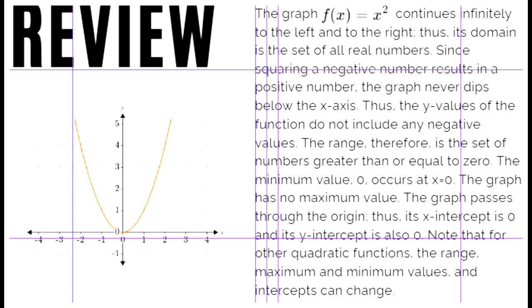Since squaring a negative number results in a positive number, the graph never dips below the x-axis, thus the y values of the function do not include any negative values. The range, therefore, is the set of numbers greater than or equal to 0. The minimum value 0 occurs at x = 0. The graph has no maximum value. The graph passes through the origin. Thus, its x-intercept is 0 and its y-intercept is also 0.